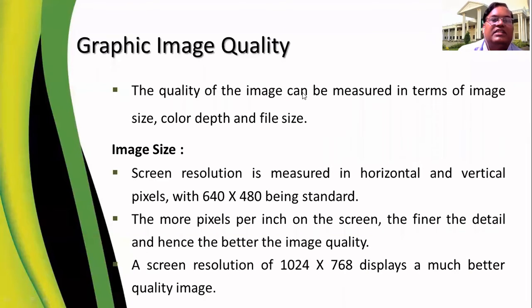And the graphic image quality: how are we going to consider it? Let us see. The quality of the image can be measured in terms of three elements. One is image size, the second one is color depth, and the third one is file size. Image size is measured in terms of horizontal and vertical pixels. A screen size of 640 by 480 is the standard resolution, in horizontal and vertical pixels.